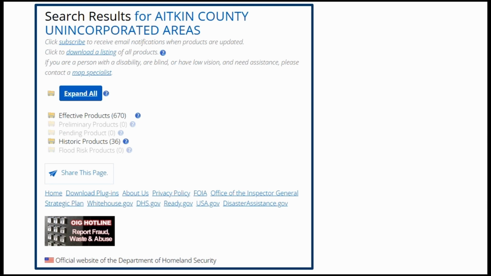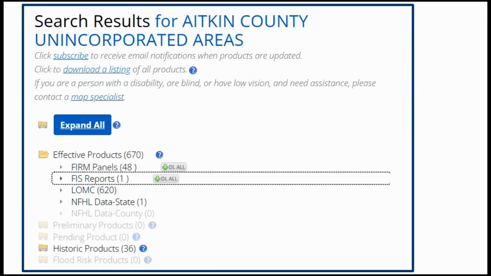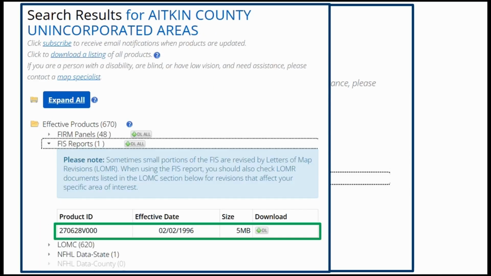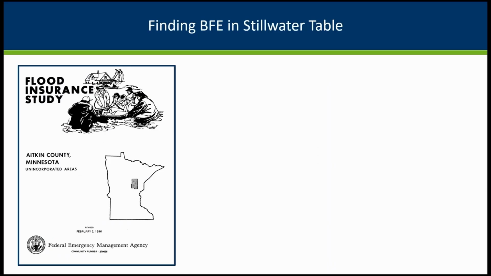After you select search, you'll see folders for effective products and maybe historic, pending, and others. We want the current FIS, so we'll expand the effective products. And then we're looking for the FIS report, so we expand that. In this case, we have one option, but in some communities, it may show the FIS for adjoining counties, especially if it's a city that's in more than one county. Then we go to the download option and we click that, and we'll see the flood insurance study.